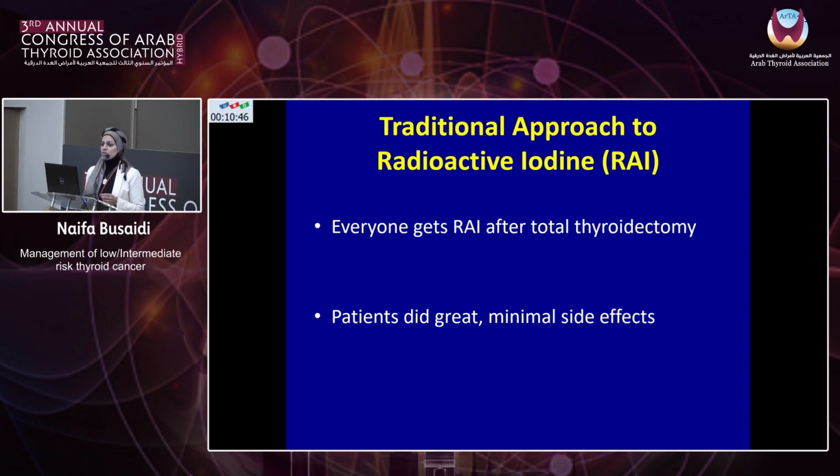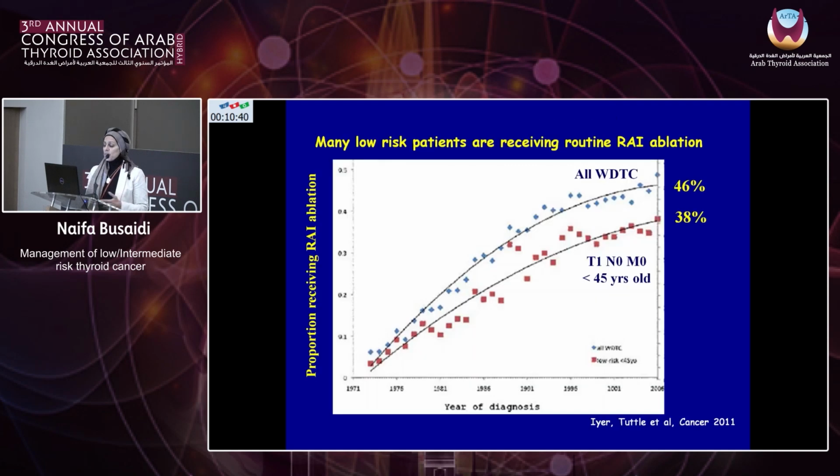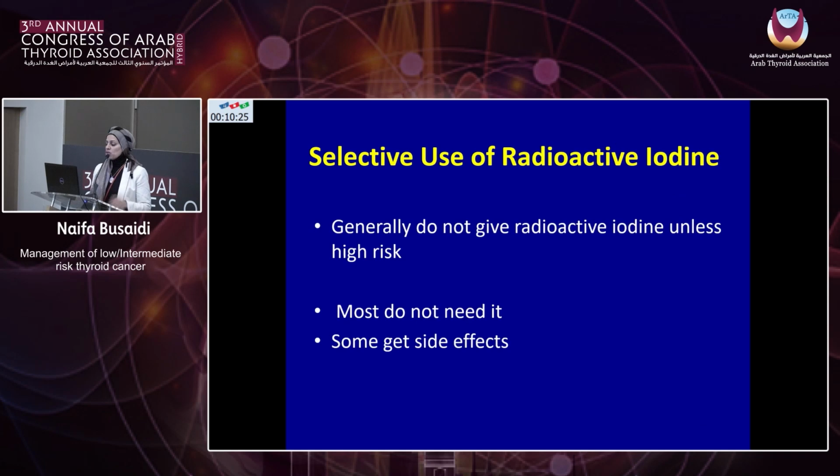The traditional approach to radioactive iodine was simple: everybody should get radioactive iodine, and patients did great with minimal side effects. But there were several studies showing that a lot of patients with very small disease, so T1, which means less than 2 centimeters with no lymph nodes, and young patients under 45, over a third of them were getting radioactive iodine, and they didn't need to, right?